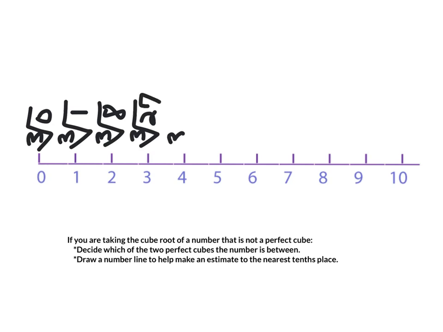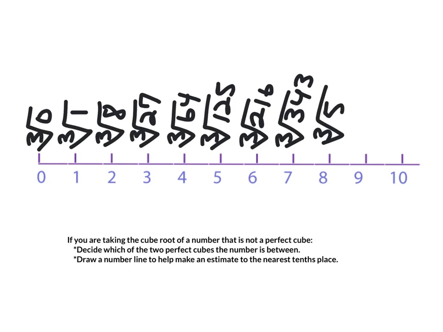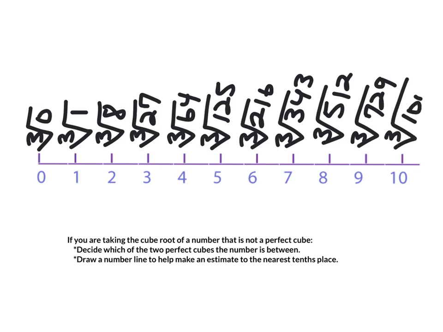4 is the cube root of 64. 5 is a cube root of 125. 6 is a cube root of 216. 7 is a cube root of 343. 8 is a cube root of 512. 9 is a cube root of 729. And 10 is the cube root of 1,000.